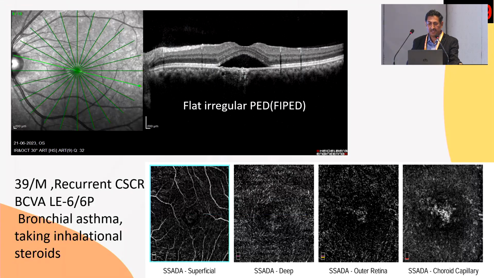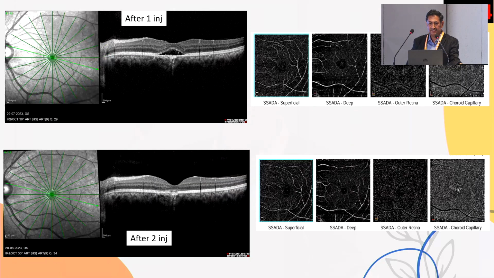You can see there's a flat irregular PED. Usually Bruch's and RPE are seen as one layer, but if there is something growing in between them, it's a separation known as flat irregular pigment epithelial detachment, which you can see here. This was a 39-year-old male with recurrent CSCR, and OCTA was done, and you can see the vasculature. Such patients have to be treated with anti-VEGFs. This is after 1 injection, this is after 2 injections, and you can see the change in the tangled vasculature that you have seen.